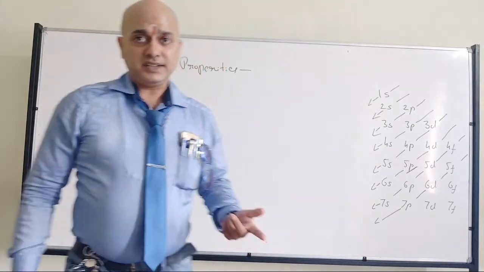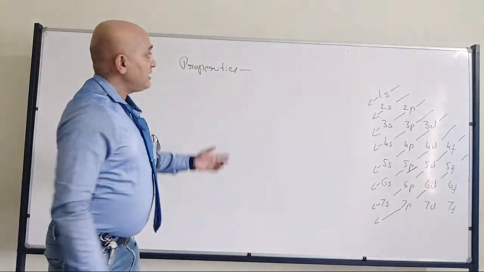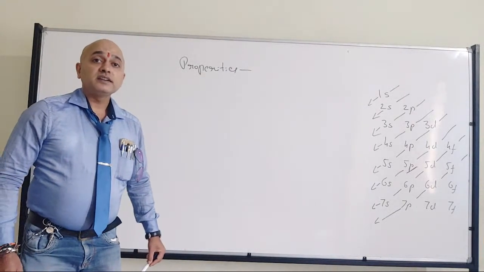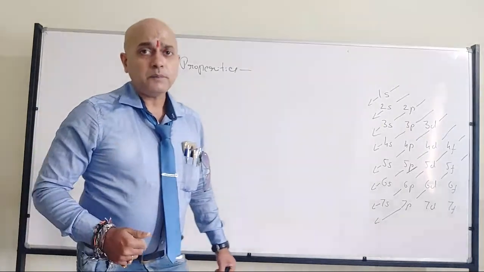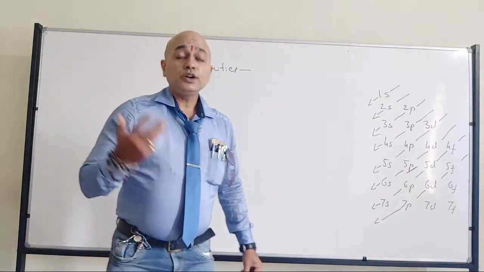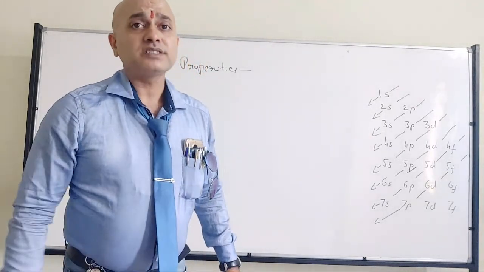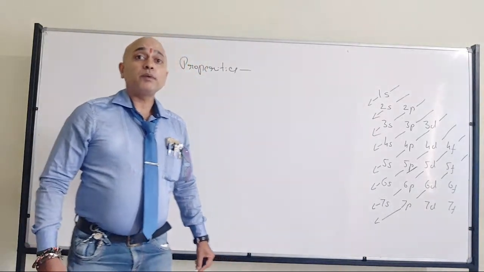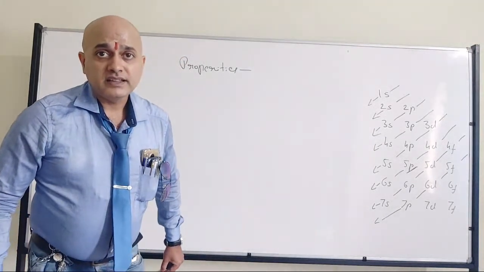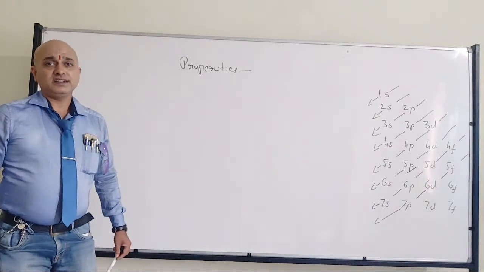We have already studied how exactly elements are arranged. But here we are talking about some of the properties like ionization enthalpy, electron gain enthalpy, metallic character, non-metallic character, electronegativity, electropositivity. So these are some of the properties which are interrelated to each other.